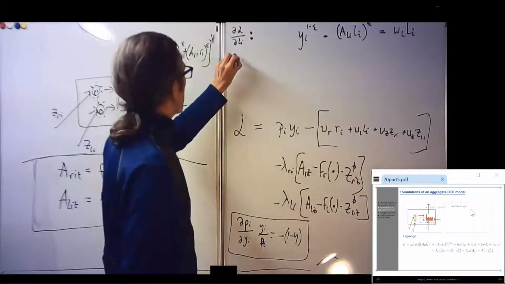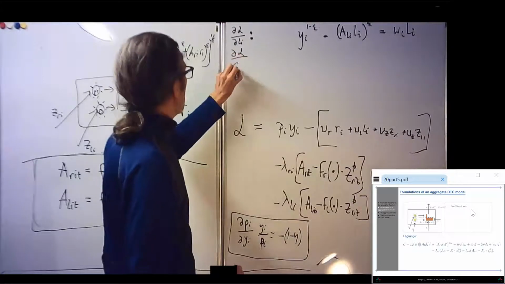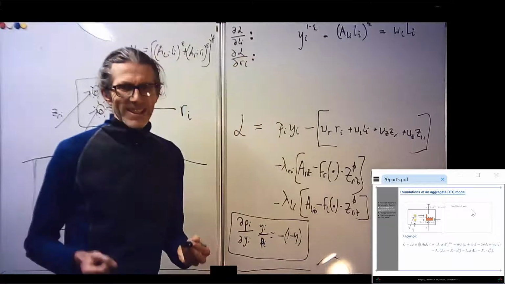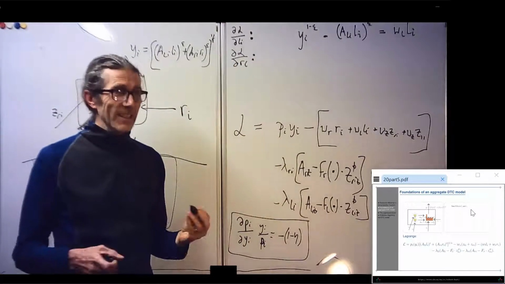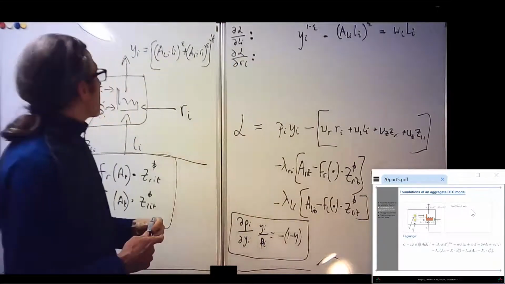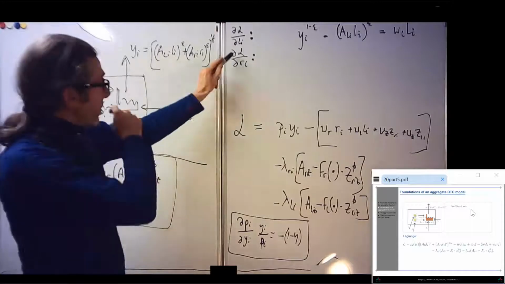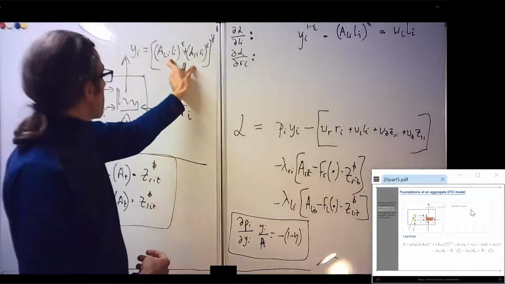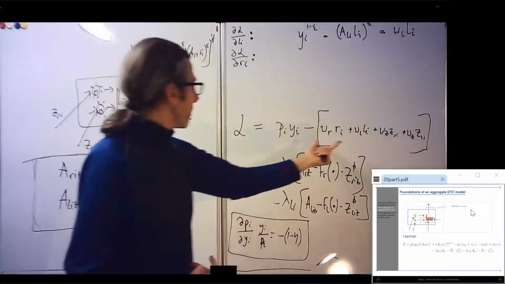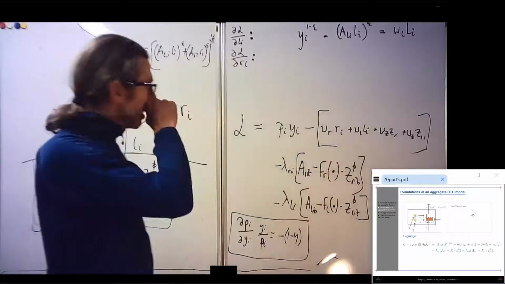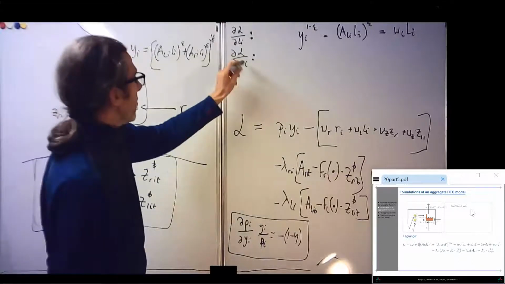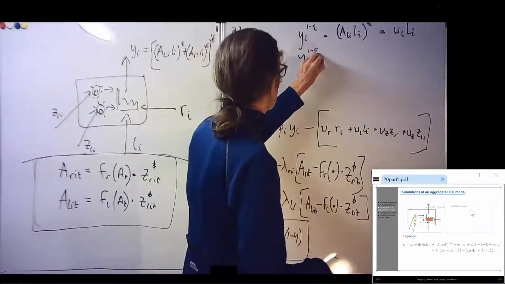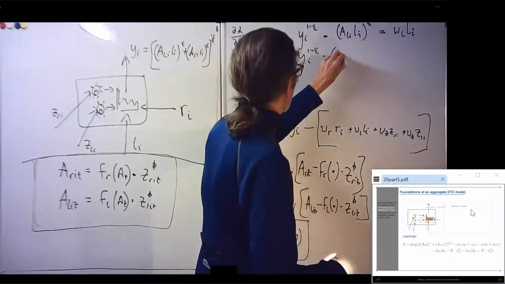By symmetry, I love symmetry. Don't be afraid to use symmetry. There's a symmetry here, which means that we can just write down dL by dR_i. These L_i's and R_i's are kind of interchangeable everywhere. So dL by dR_i must look essentially the same. We're going to end up with this.